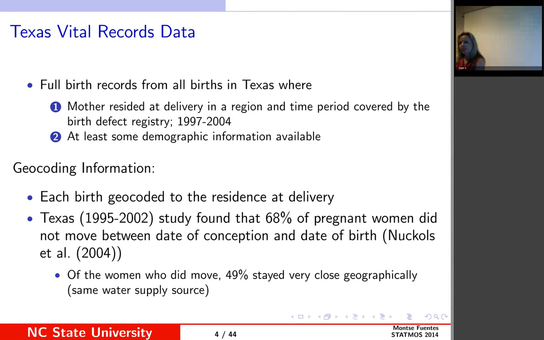In this particular study, we have been able to evaluate the percent of mothers that were moving throughout the pregnancy, and it seems that in Texas, only about 30% of the mothers moved throughout the pregnancy between the day of conception and the day of delivery. And of those who actually move, most of them stay in a neighborhood in very close proximity to the location of delivery.